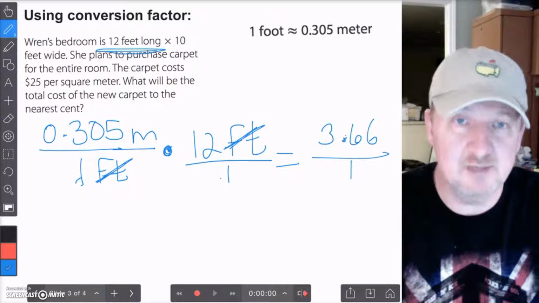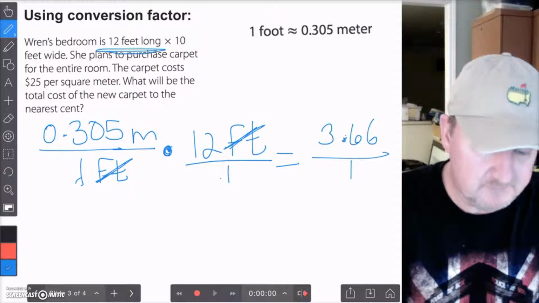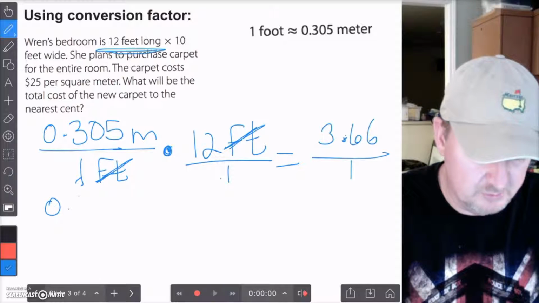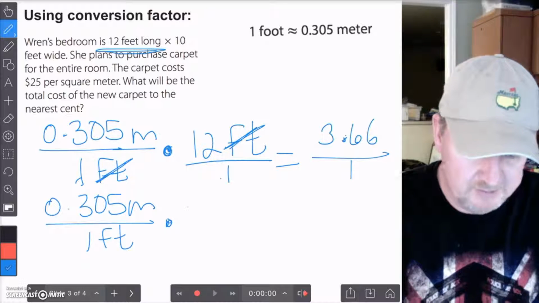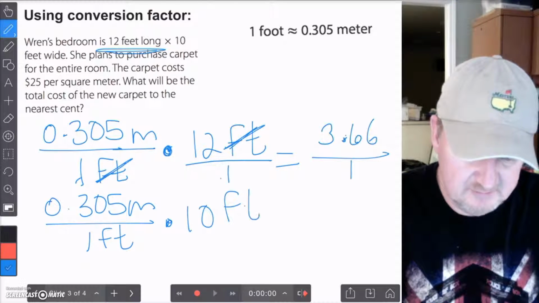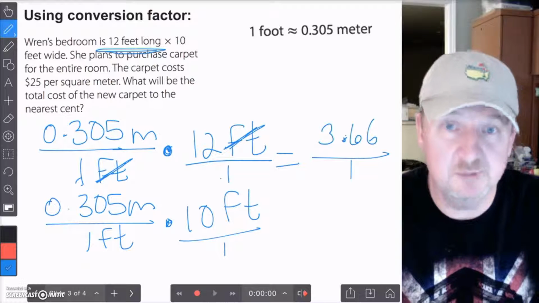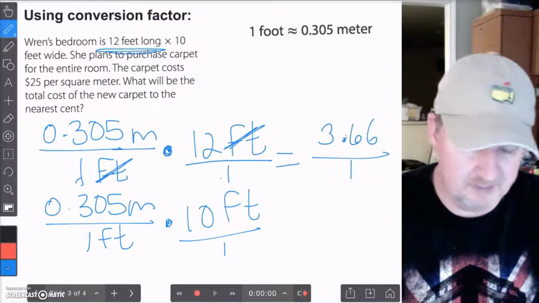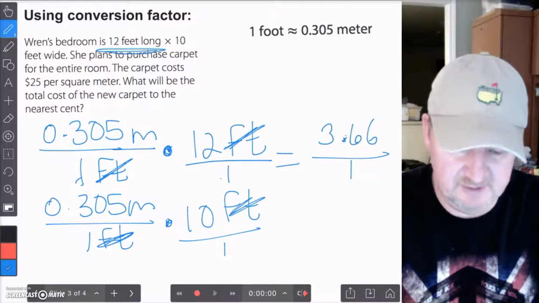Now I need to do the same thing for the other dimension, the 10 feet wide here. So I'm going to say 0.305 meters over 1 foot, and I'm going to multiply that times 10 feet. You don't have to put it over 1, but if it helps you keep everything straight, definitely do it. Then I'm going to cancel the units here, feet and feet.